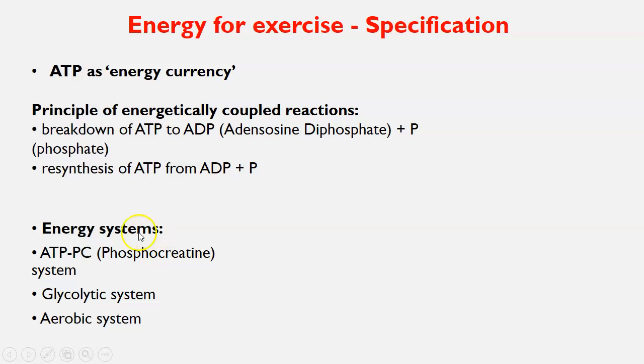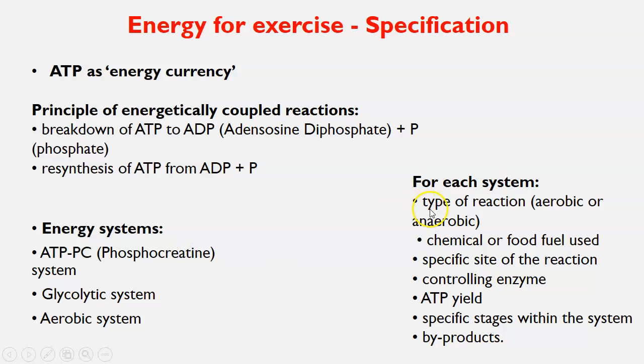We need to know the energy systems: the ATP-PC system, the glycolytic system and the aerobic system. Specifically, for each of these energy systems we need to know the type of reaction. Is it an aerobic reaction or anaerobic? Just from what we've done so far, we should know straight away that the ATP-PC system and glycolytic system are going to be anaerobic, and the aerobic system is going to be aerobic.